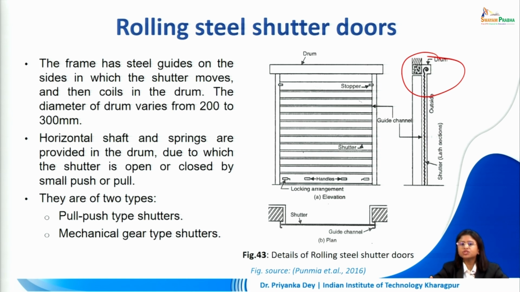The horizontal shaft and springs are provided in the drums, due to which the shutter can be opened or closed with a very small push or pull. So it requires less effort. Now there are two types of ways in which we can open or close this. One is the push-pull type shutter, so you have to manually open these up or raise this, and the mechanical gear type shutters, in which we can mechanically move this up and down.